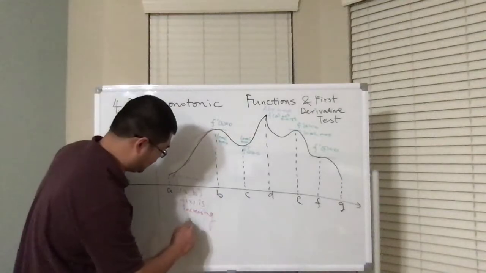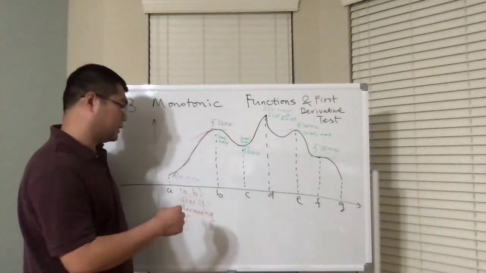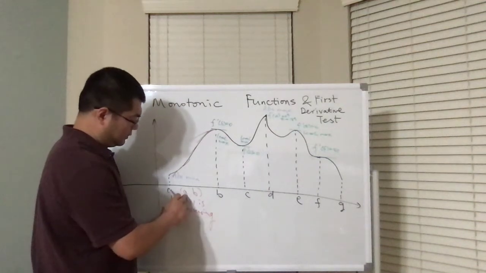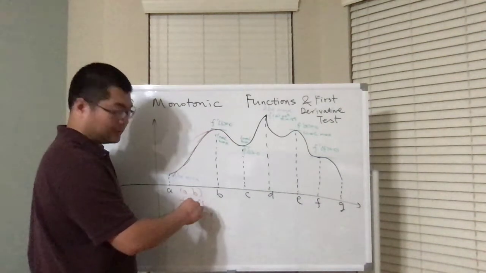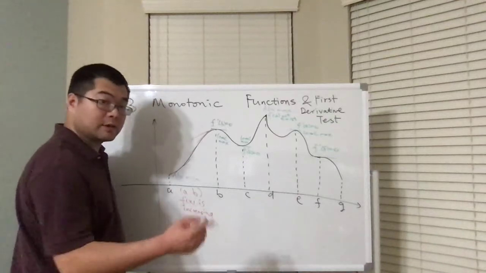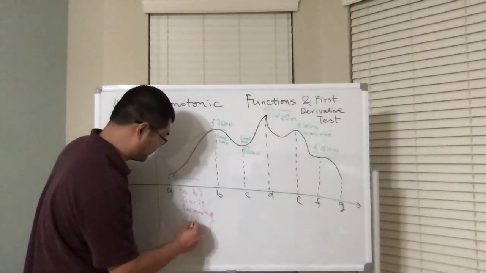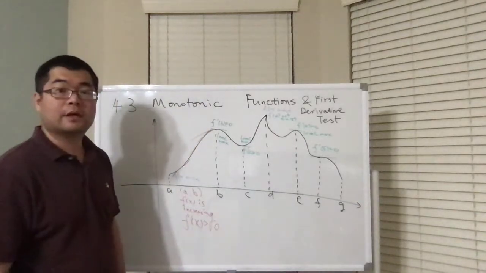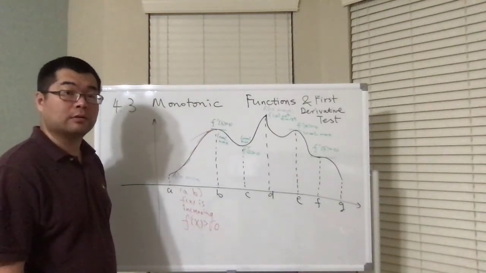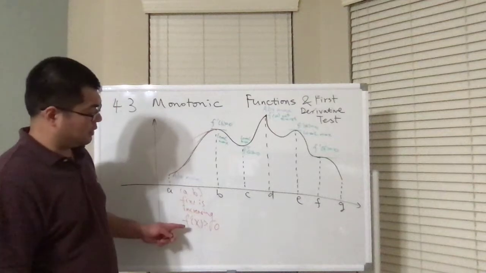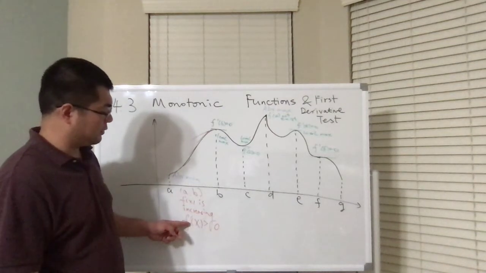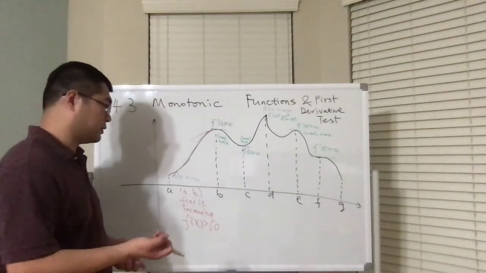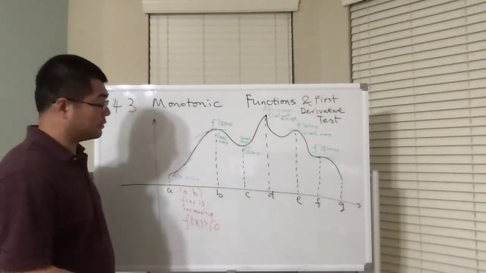So as you can see, if we claim that a function is increasing on this interval from a to b, it's equivalent to saying that the derivative is greater than 0. In other words, when we get that the derivative is greater than 0 on an interval, we can conclude the function is increasing.